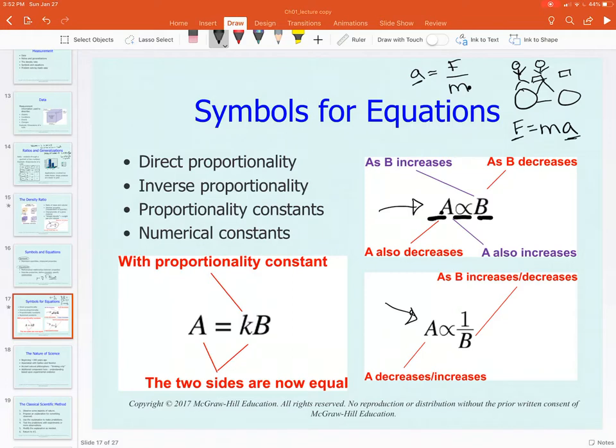This says as A decreases, B increases. Or if you said as A increases, B would decrease.